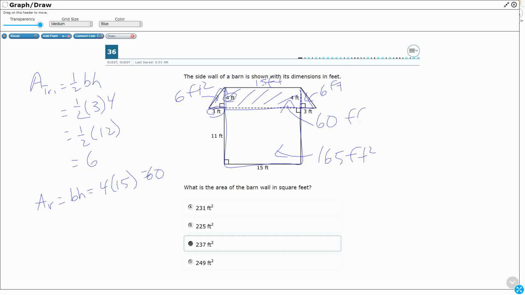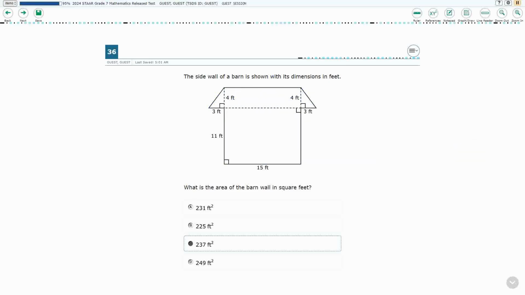All right, so if we add all that up, guess what we're going to get? Well, 165, 60, 6 and 6, let's make that 12. We're going to end up with the exact same thing. That's still going to be 237. So it doesn't really matter how you break it up, you're going to get 237 square feet, C.